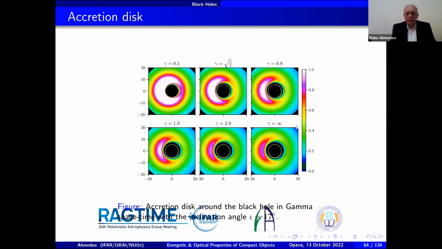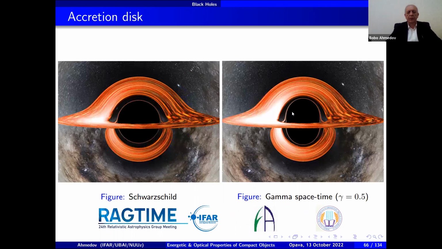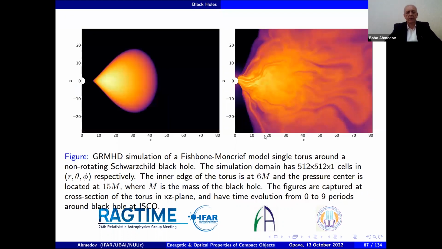Another thing which we are studying is using accretion disk models to develop the image of the black holes. Here you can see the image of the black holes for different values of the gamma parameter, and there is a difference. For example, on the left-hand side you see the image of the Schwarzschild black hole, and on the right-hand side the gamma parameter is equal to 0.5, so you can see the difference between them.